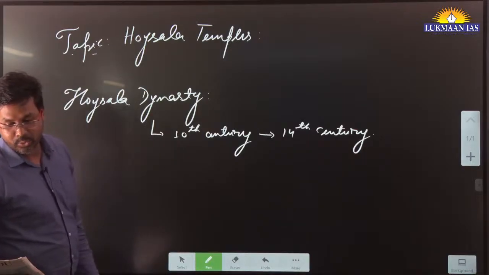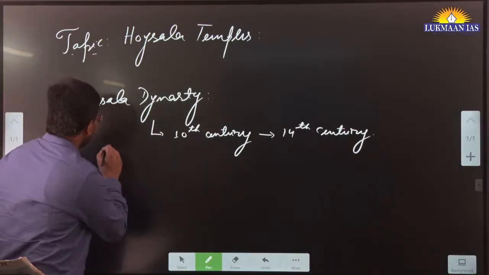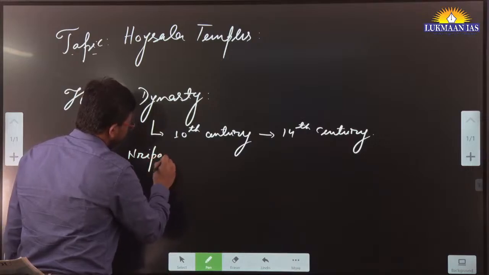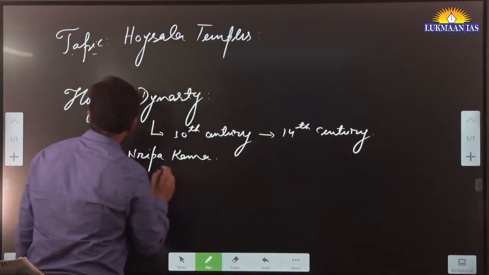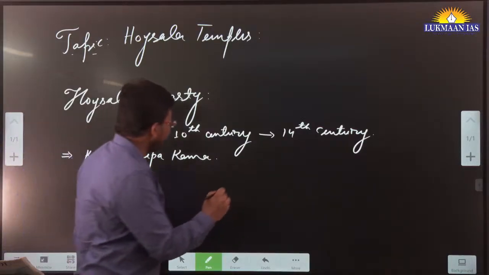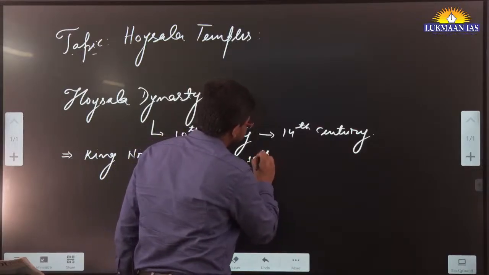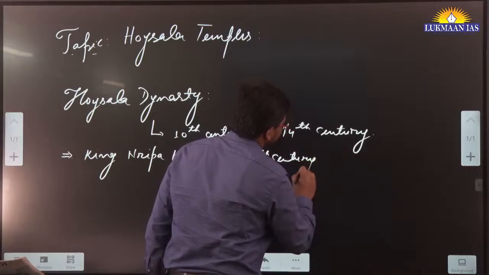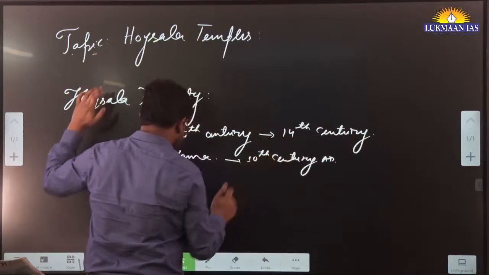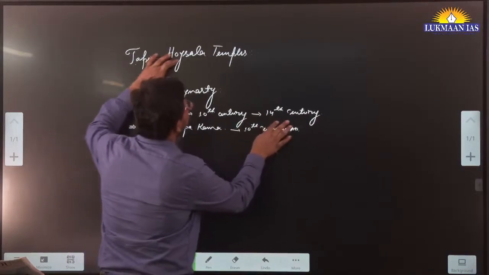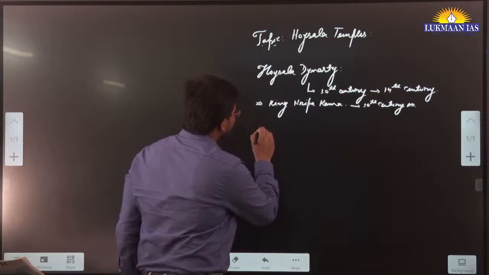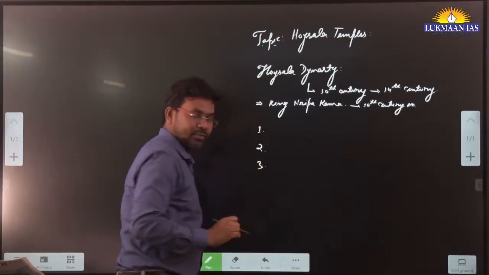One of the kings is known as King Nripa Kama. This king is known for the expansion of the Hoysala dynasty. He expanded the Hoysala dynasty in the 10th century AD. So they are part of the medieval Indian temples, or the medieval Indian time period or dynasty. And apart from this, there are some more kings who are associated with the Hoysala dynasty.